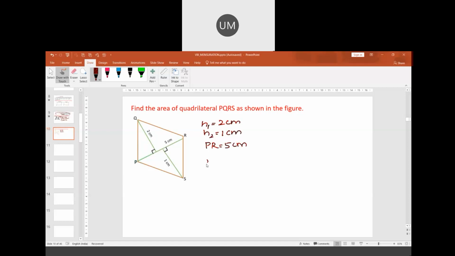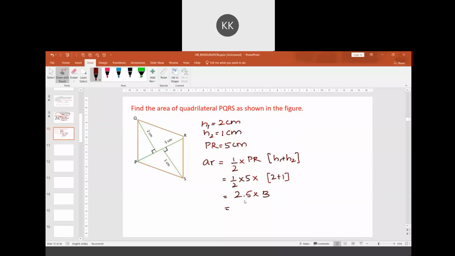So the area of this quadrilateral is half into common diagonal into the sum of the two altitudes. Half into 5 into 2 plus 1, so this is 2.5 multiplied by 3. What is 3 times 2.5? 7.5 centimeter square.